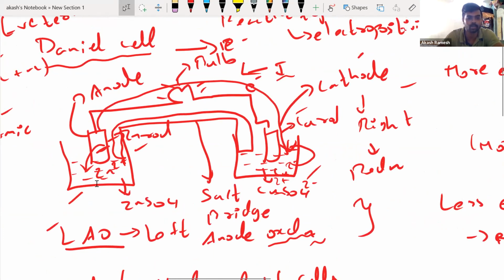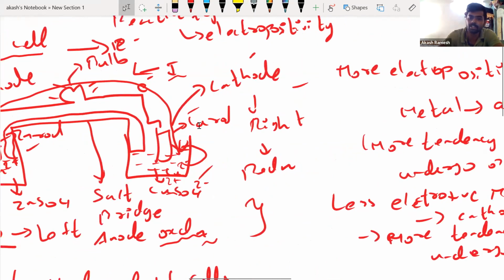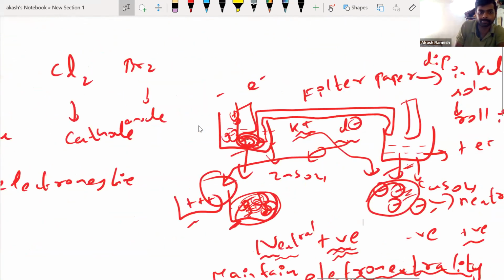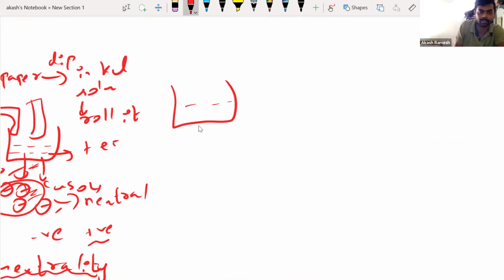I told you that this side I'm going to have one potential, this side I'm going to have another potential. I told you that absolute potentials cannot be measured, but what you can measure is the potential difference. So how do we measure the potential difference? It is very simple, guys. Again, I'm going to make the diagram.